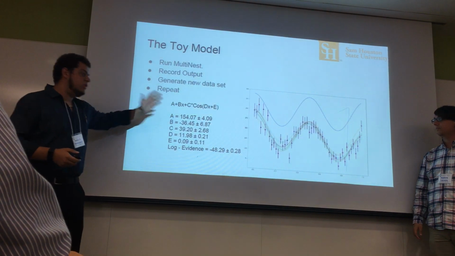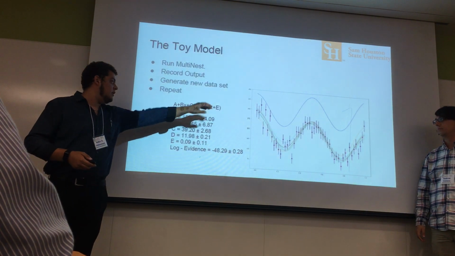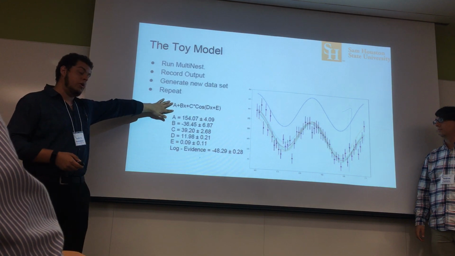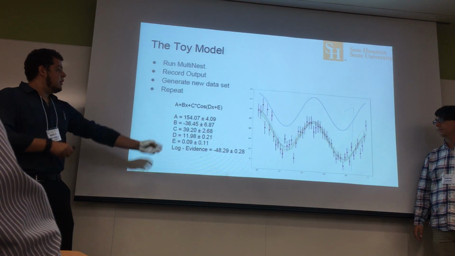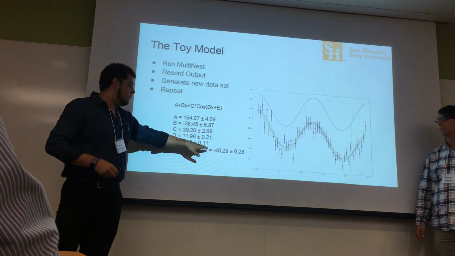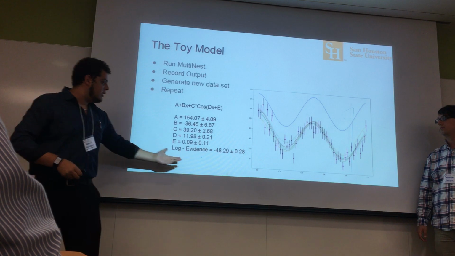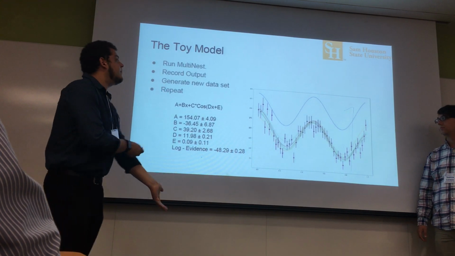And here is just an example of the return of MultiNest. It gives us the parameter A, B, C, D, and E. This is our model that we use to try to best fit the parameters. The mean value of all the parameters and the standard deviation for each of them. And important, it gives the same thing for the log evidence and the standard deviation of the log evidence.